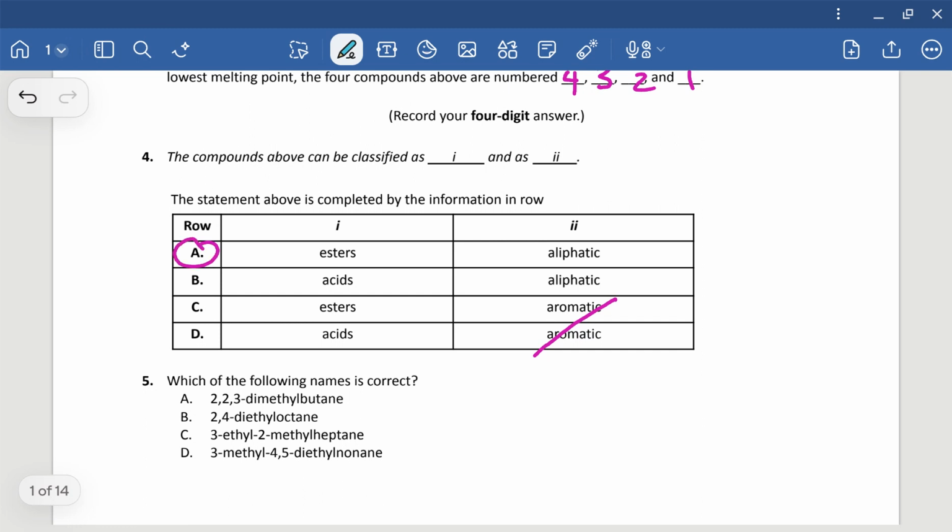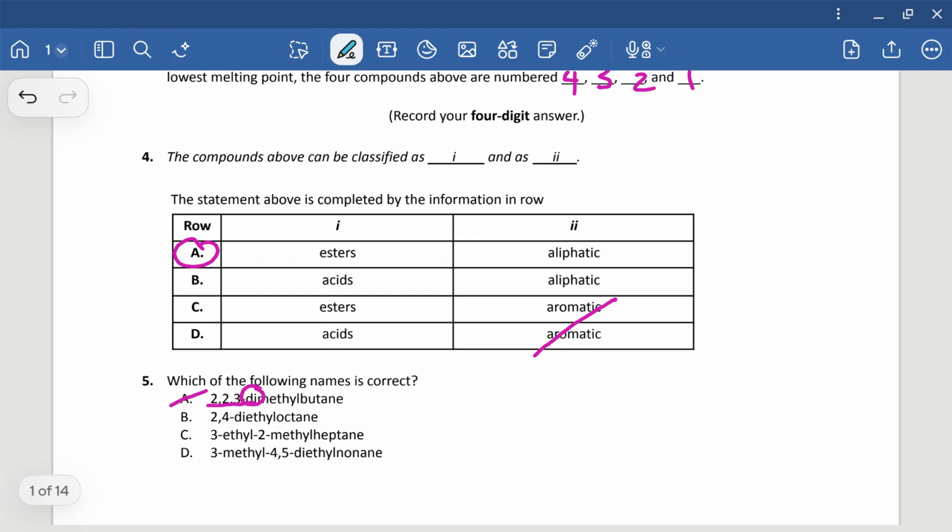Number 5, which of the following names is correct? I find with this one, it's helpful if you don't see it right away, then to draw it. So like this very first one, it says 2,2,3-dimethyl. Already, if there are 3 placements, this should say tri. So we know it's not going to be A.